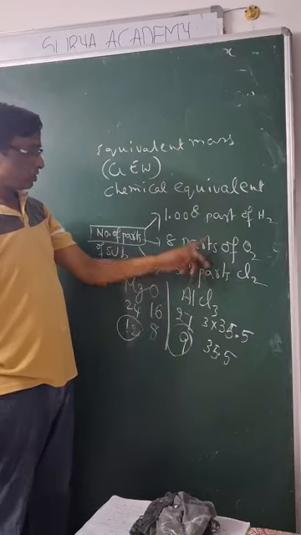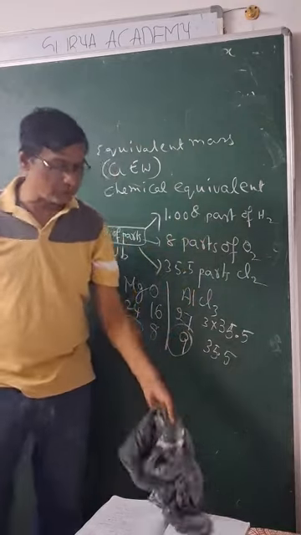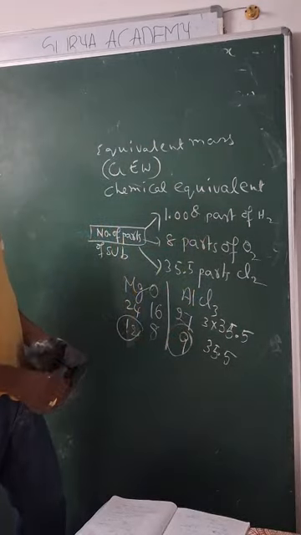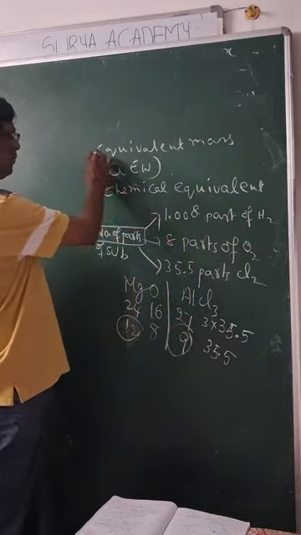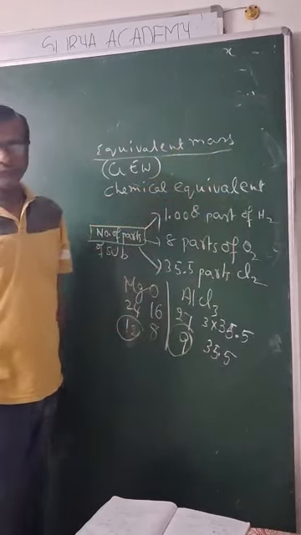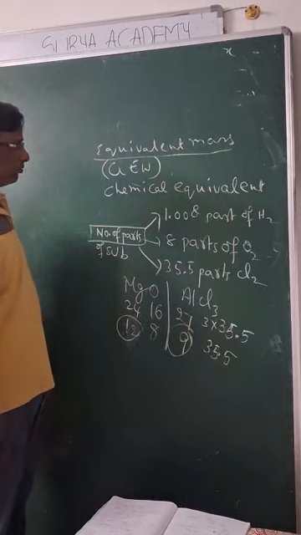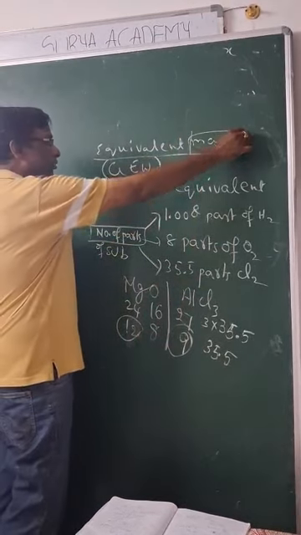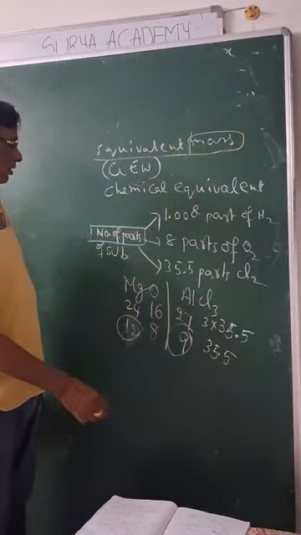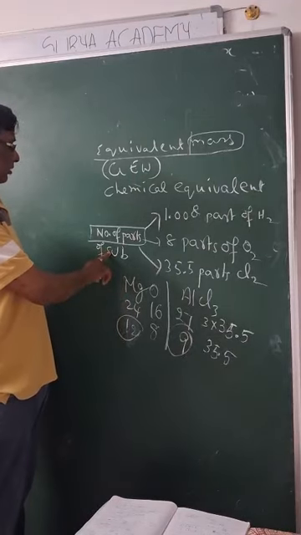The number of parts of a substance that combine with 1 part of hydrogen, 8 parts of oxygen or 35.5 parts of chlorine. Parts means you can take grams, it is easy for us. It is equivalent mass. Equivalent mass is a number. In the name, mass is there, but it is not mass, it is a number.